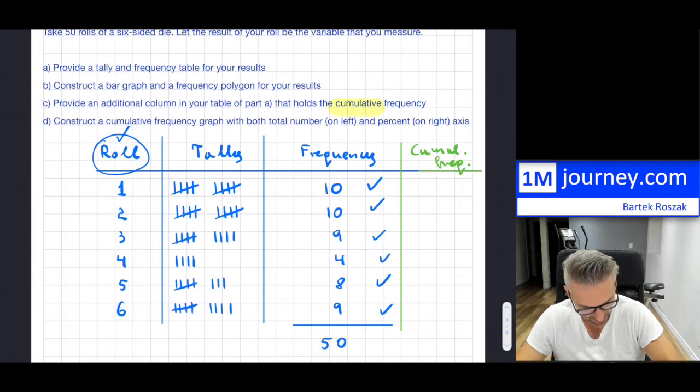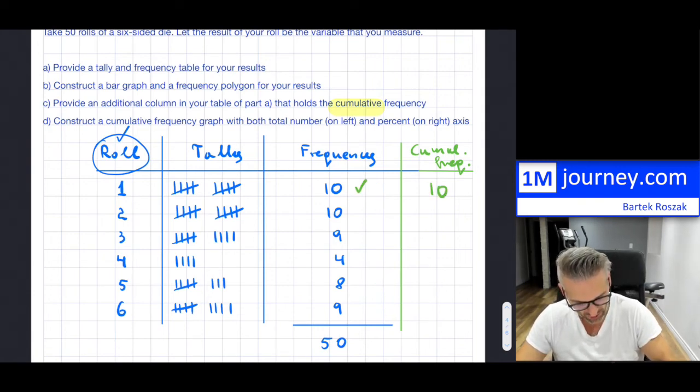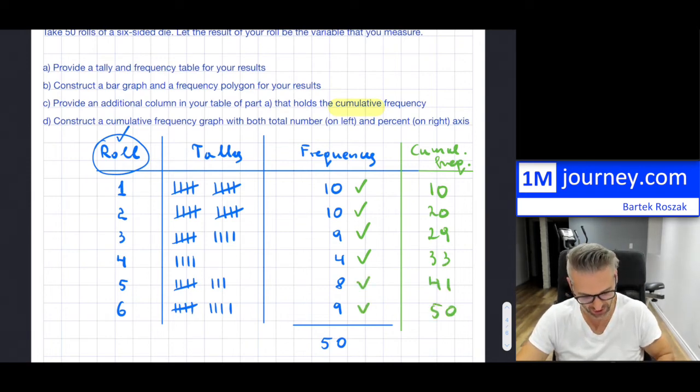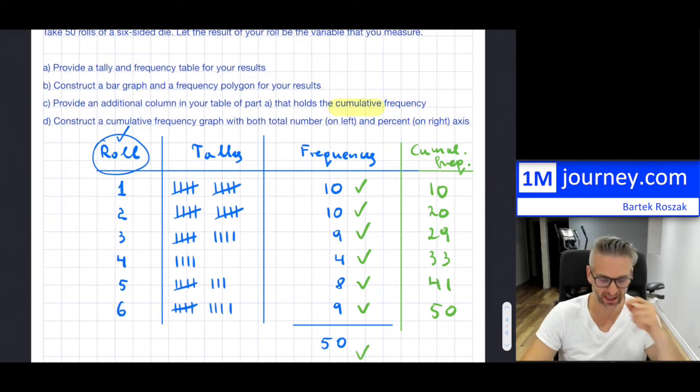I'm going to extend this. I'm getting sloppy here, but I think you'll know what I mean. Cumulative means you start from the beginning. You started with 10, and now you're just adding them up. So it's 10 plus 10, so this is 20. This would have been 29. This becomes 33. This becomes 41. And this becomes 50. It shouldn't surprise you because that's how many rolls we had. So that is the cumulative frequency.